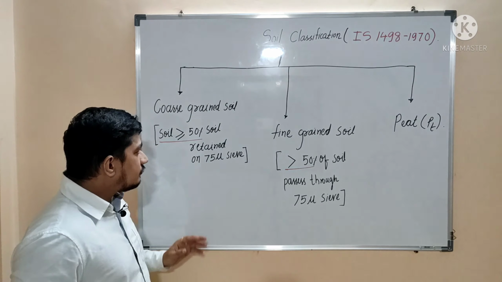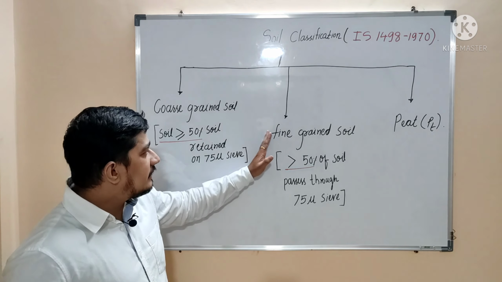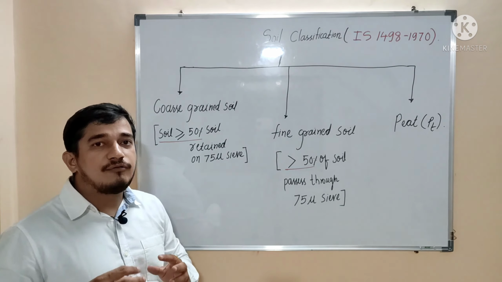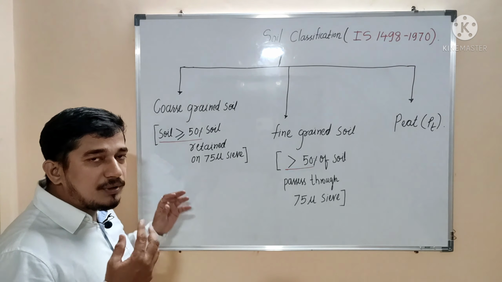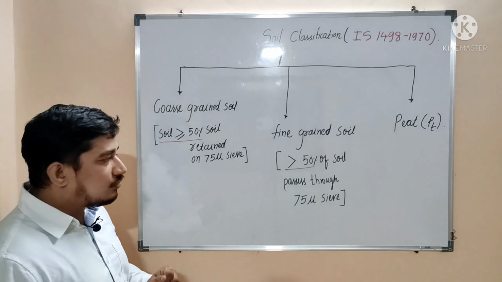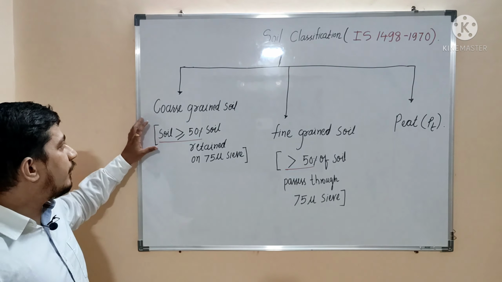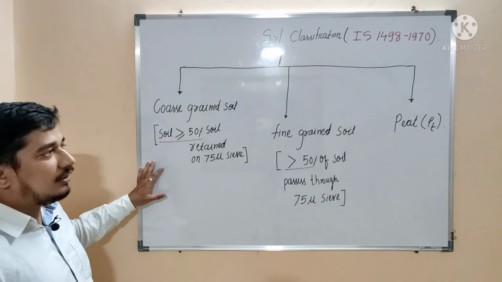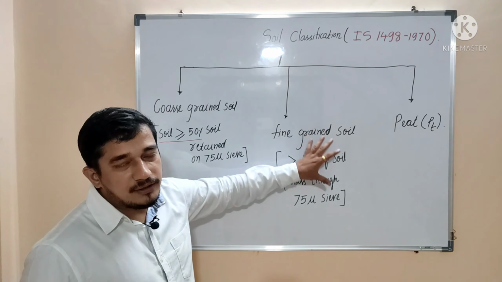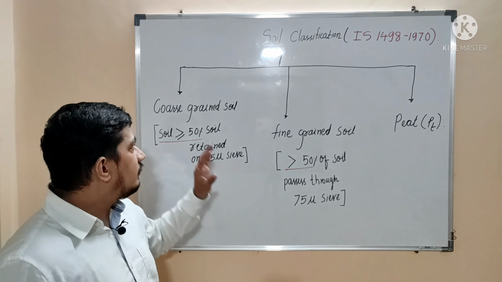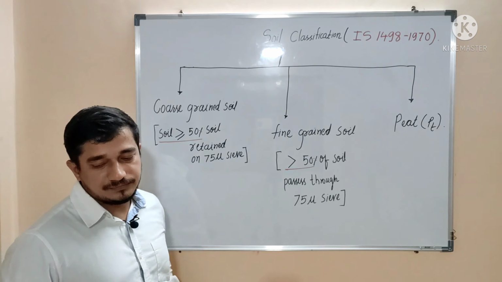These two groups, fine grain soil and coarse grain soil, have further groups. They are subdivided into groups. So now we will find out the further classification of coarse grained soil. Then we will study fine grained soils. Now we will see the classification of these coarse grained soils.